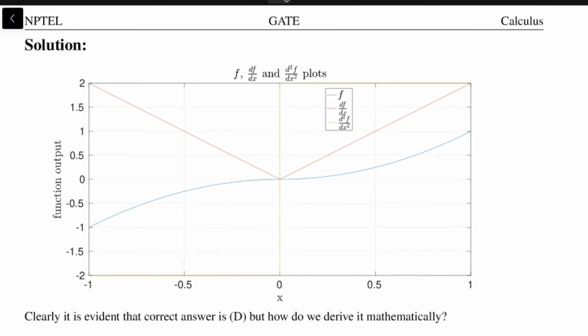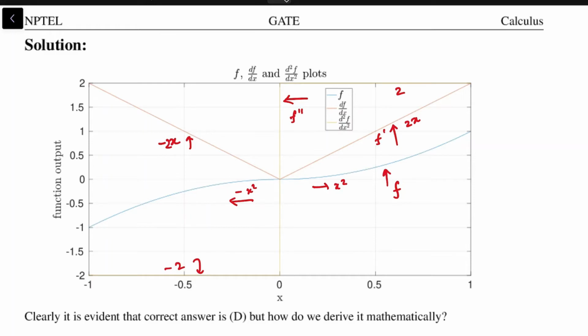So let's look at what the plot of f is. This is the plot for f. It's x square for x greater than 0 and minus x square for x less than 0. This is its derivative. It will be 2x for x greater than 0 and minus 2x for x less than 0. And this is the double derivative, that is f double dash. So this is f dash, this is f, and of course f double dash will be 2 and minus 2.